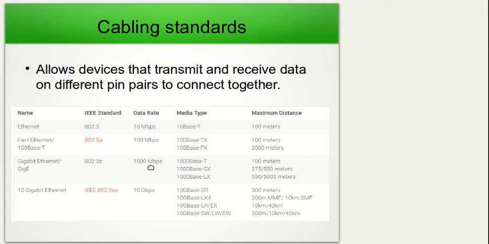Gigabit Ethernet supports a data transfer rate of 1000 megabits per second. It can come in UTP format or fiber optic format. With UTP format, again, it's only limited to 100 meters. But with fiber optic format, it's limited to 500 meters or even 5,000 meters. That's how long the cable can be. With 10 gig Ethernet, we only support fiber optic standards. So we transfer data at 10 gigabits per second, which is 10,000 megabits per second, over 300 meters, 10 kilometers, or 40 kilometers.